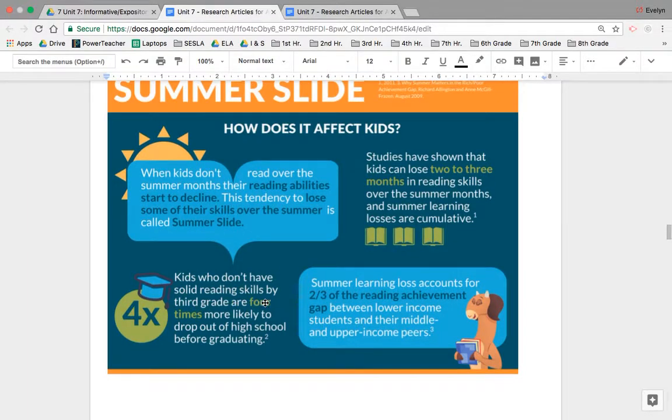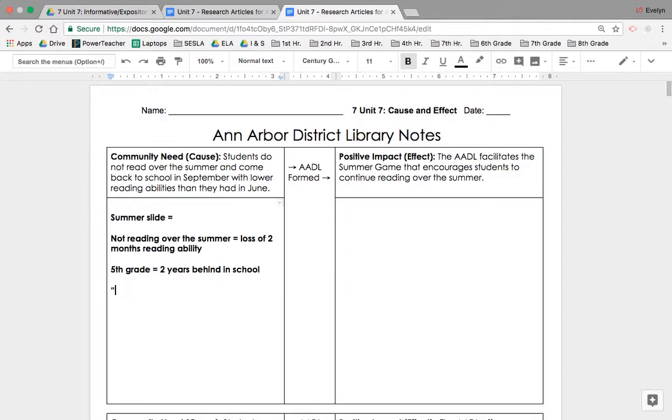Kids who don't have solid reading skills by 3rd grade are 4 times more likely to drop out of high school before graduating. We haven't written that. I'm not sure I can put that in my own words, so I'm going to write that in quotations. You should be writing this with me. Quote, kids who don't have solid reading skills by 5th grade are 4 times more likely to drop out of high school. That's a quote that I might use.